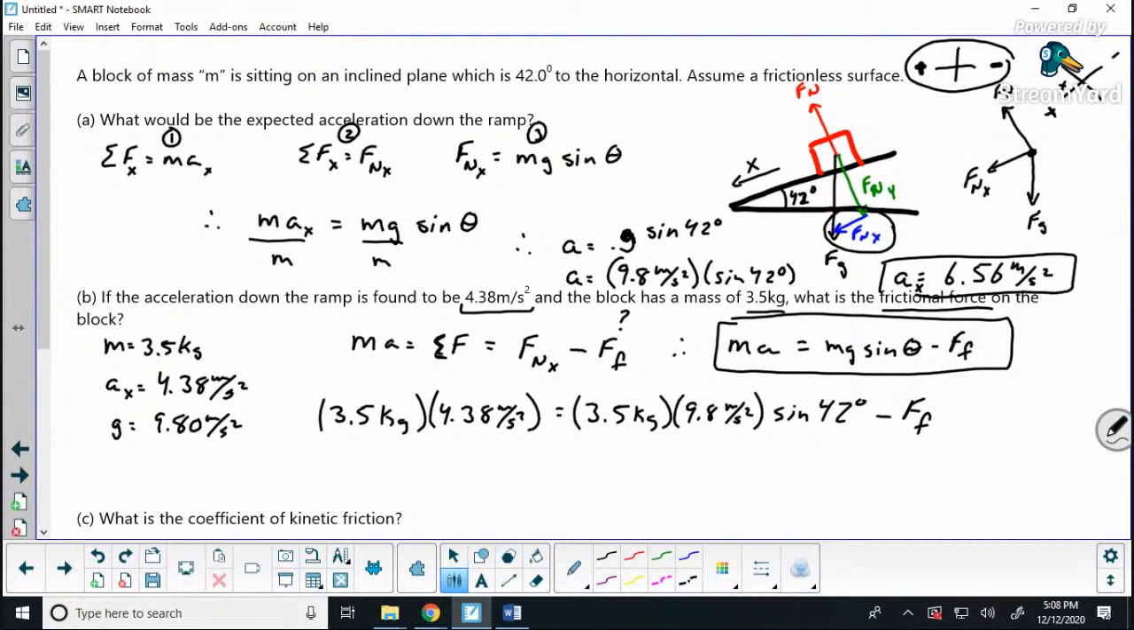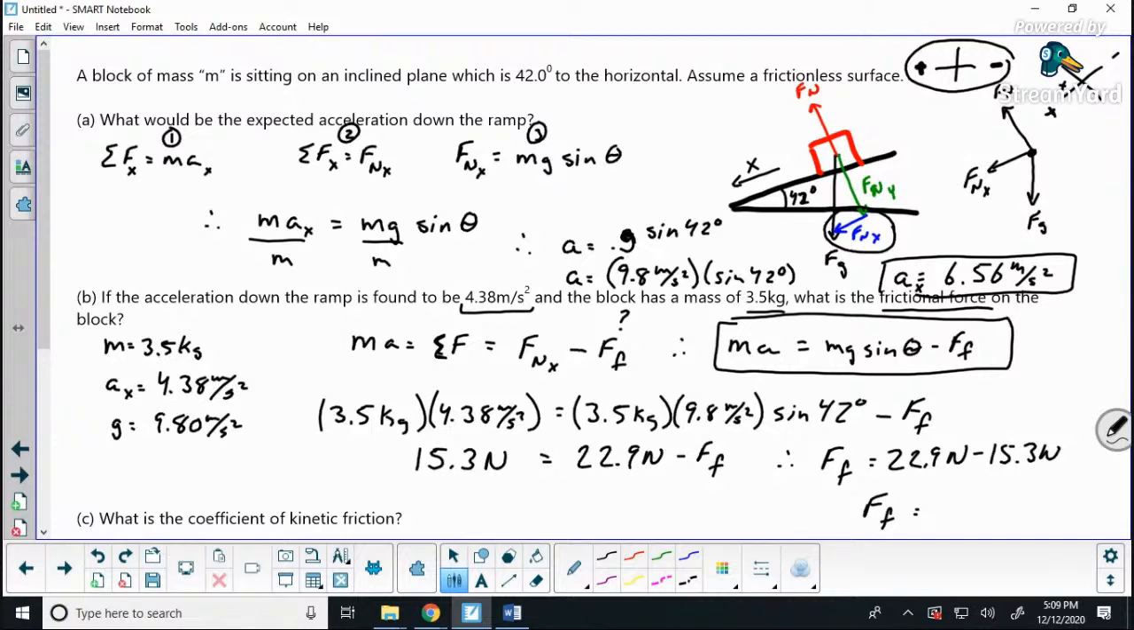I can go on and solve for parts of it. So 3.5 times 4.38, I calculate to be 15.3 newtons would be the unit, equals 3.5 times 9.8, which is 22.9 newtons, minus force of friction. And in rearranging this, force of friction would therefore equal 22.9 newtons minus 15.3 newtons. So my force of friction comes out to be 7.65 newtons. And that's what the question was asking.